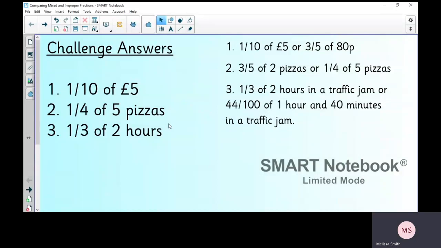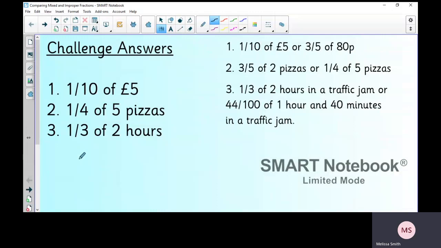So we're going to start straight away looking at the answers to the challenge questions that Mr. Harris set you yesterday. So if you have a look here, these are the answers to questions 1, 2 and 3. Let's have a look at how you go about working out those answers. I'm hoping that you identified yesterday that these questions are based on finding fractions of an amount. So if we look at question 1, we have 1/10 of £5 or 3/5 of 80p. And we have to work out which one would you prefer to have.